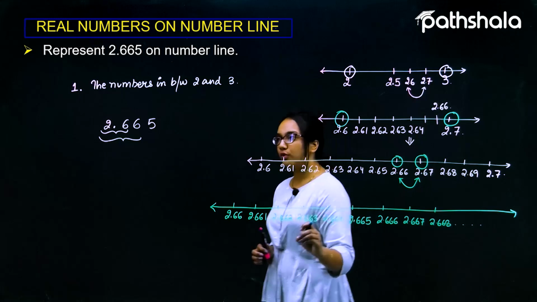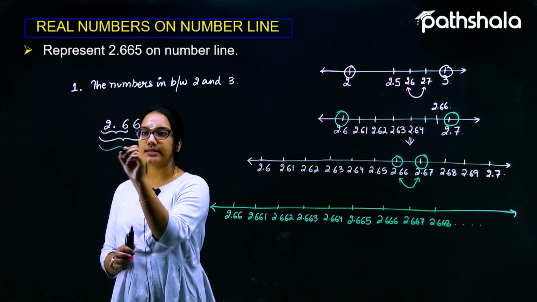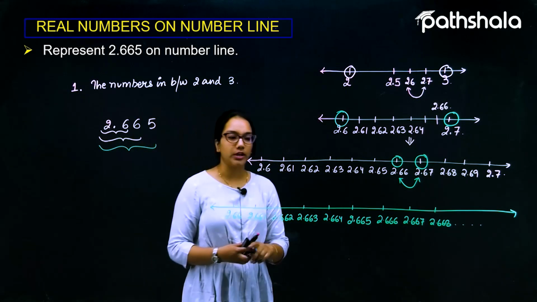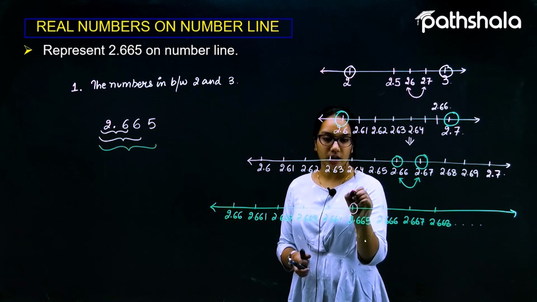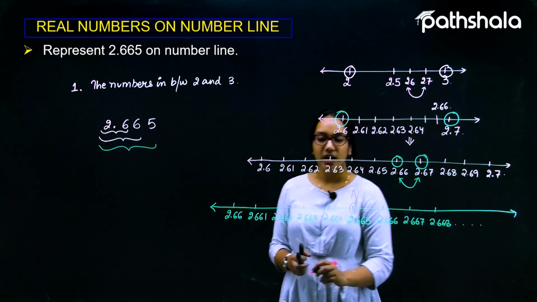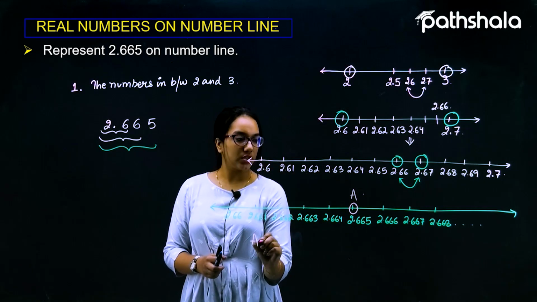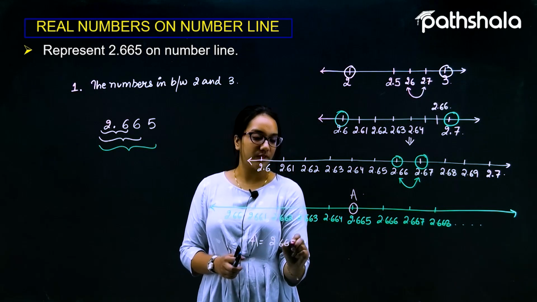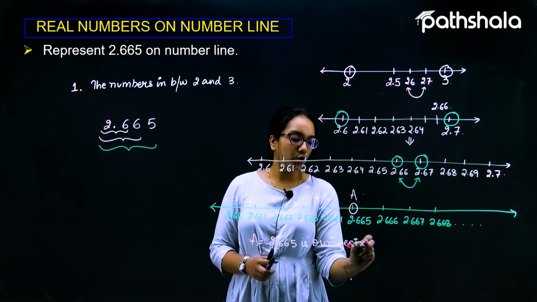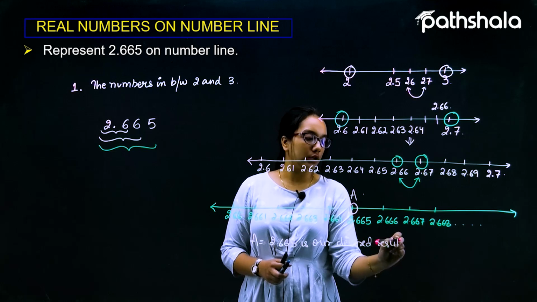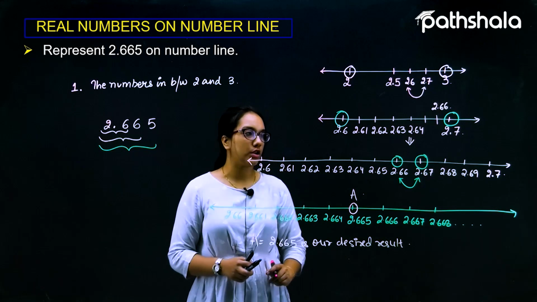We just wanted to find out 2.665, and actually we are done with it. We know that the number 2.665 is over here, and this point is A. So point A, which is 2.665, is our desired result. We just wanted to find the number 2.665 on the number line.